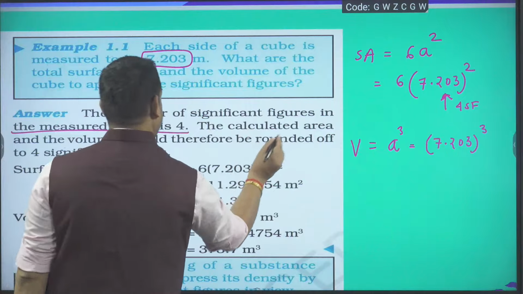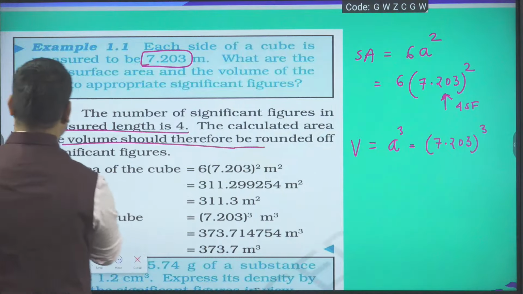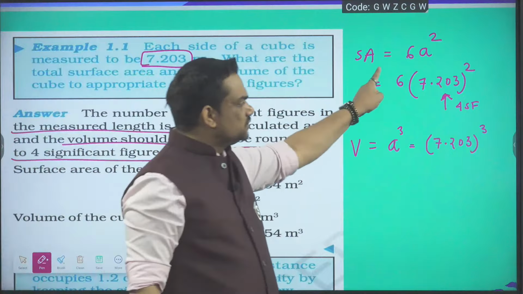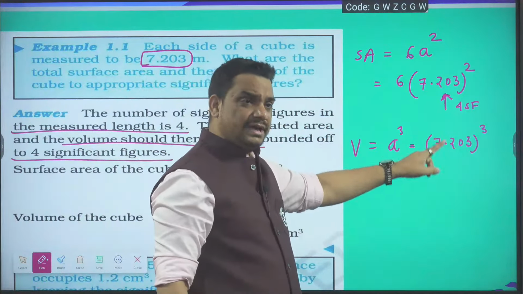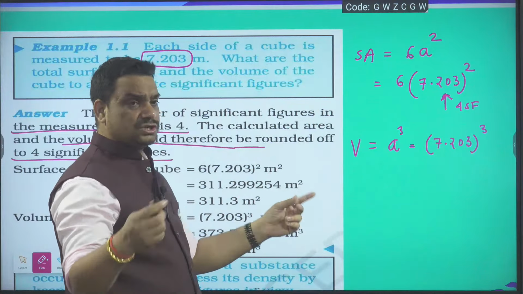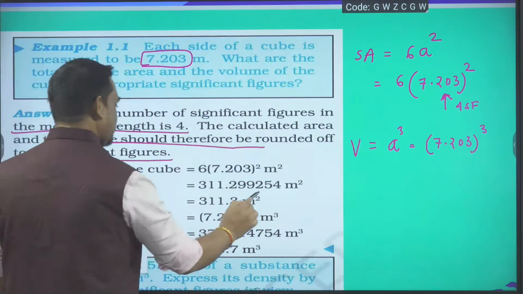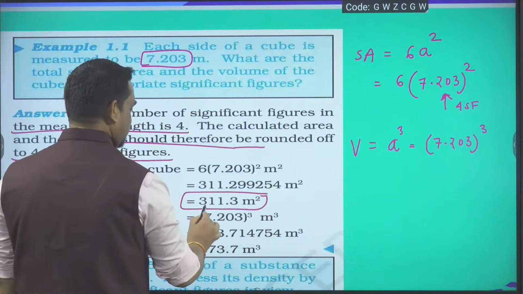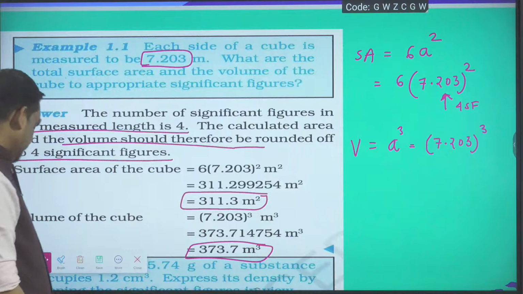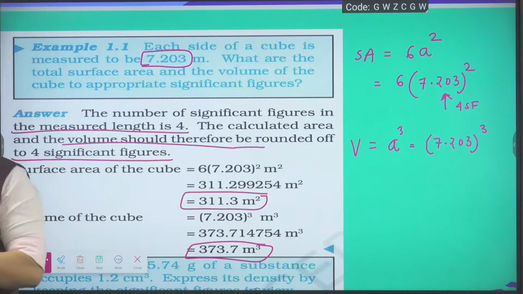So they are writing the calculated area and the volume should therefore be rounded off to 4 significant figures. Okay, means the answer of this also should be up to 4 significant figures. Here also 4 significant figures. When we'll multiply, okay, or without multiplication, you can just check the answers in which 4 significant figures. So we got here your area as 311. Here 4 significant figures. Here also 4 significant figures. I hope we can do this one. Then these types of questions can we do? Say fast.